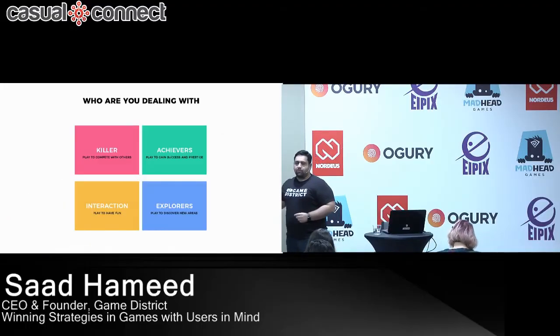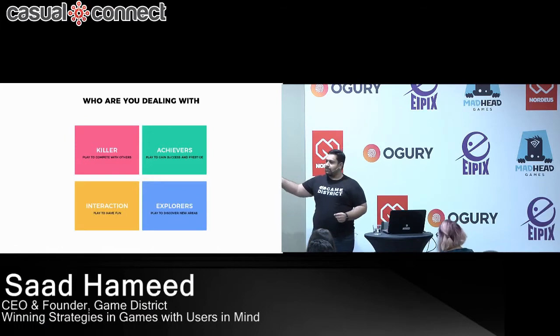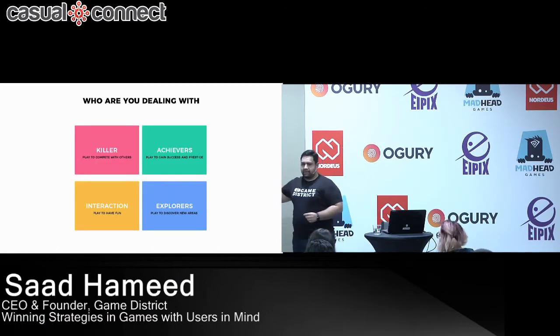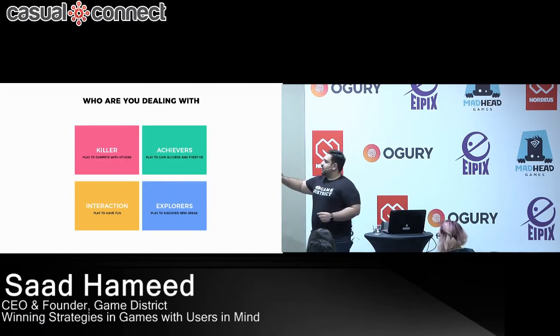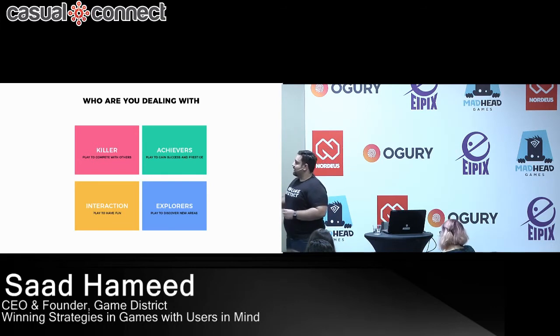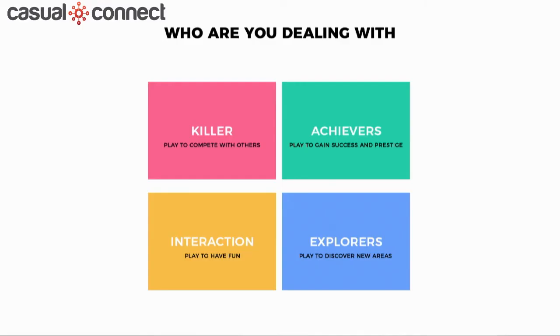So who are we dealing with? This is the data we came up with. There are four kinds of kids who are going to play our game. One is the killers. They want to play and compete with others. We name them killers. Then there's the achiever, who wants to achieve more, and more, and more in the games. Then explorers, who don't want to just play that game.